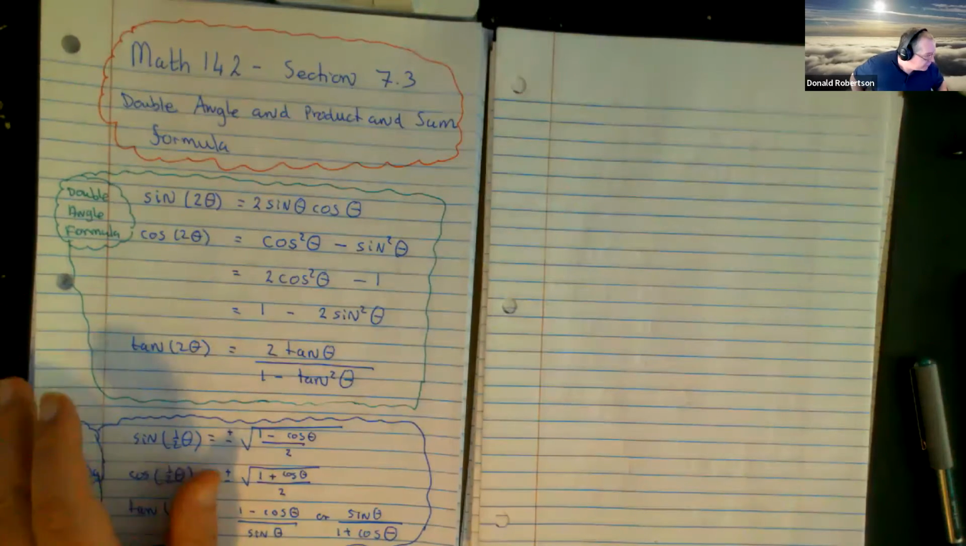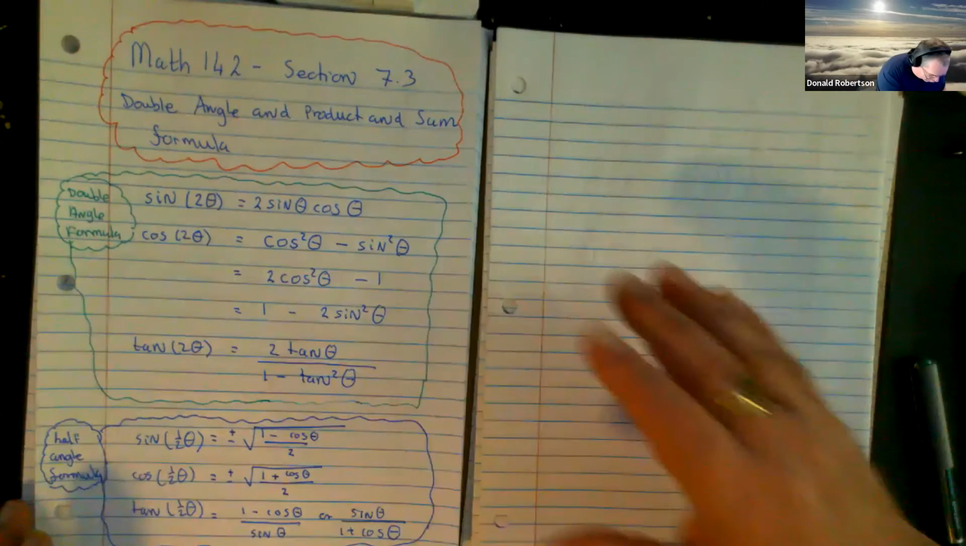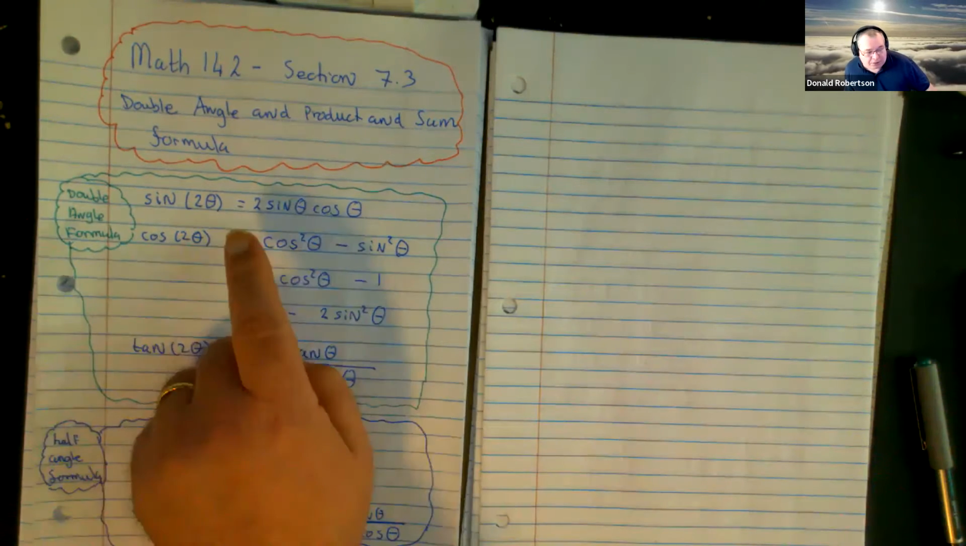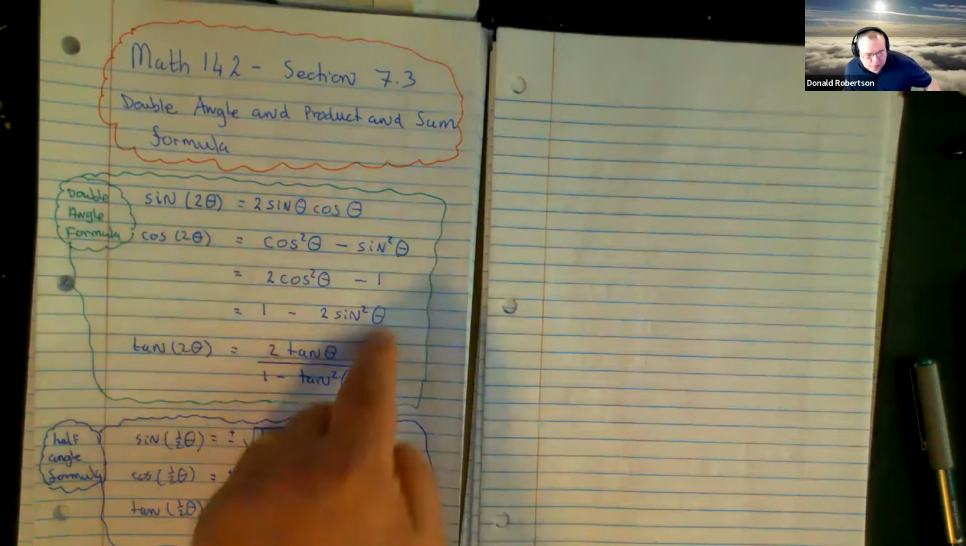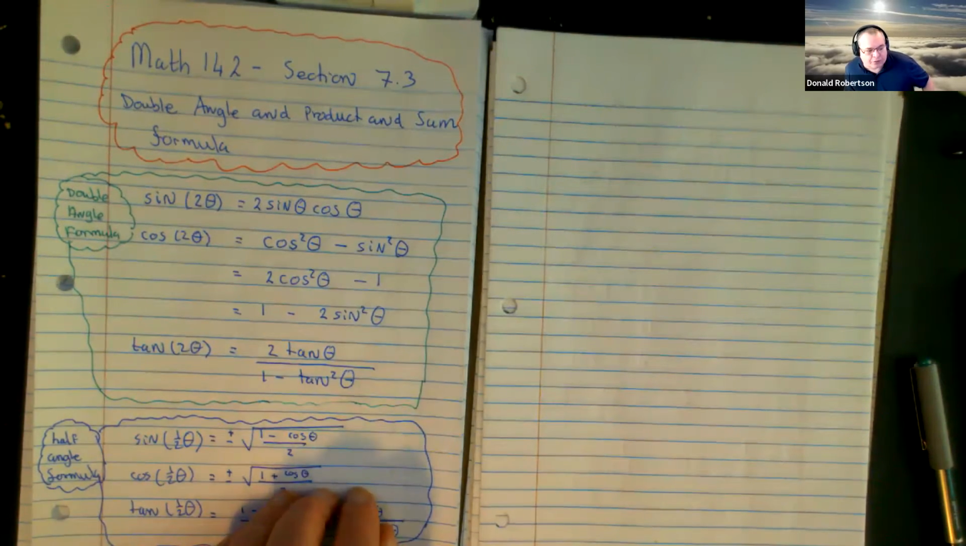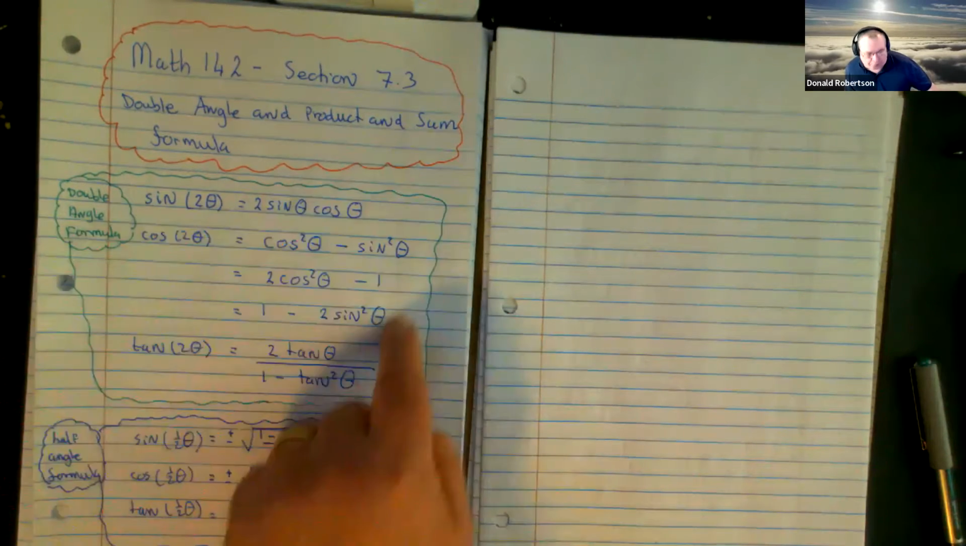There's a lot in section 7.3. We're going to do double angles, we're going to do half angles, we're going to do products, and we're going to do sums. We're definitely not going to get through that today. What I hope we get through today, in fact, I know we will, is the double angle, and we might get started on the half angles. We'll just see how that goes, because there's a lot of work in just double angles.